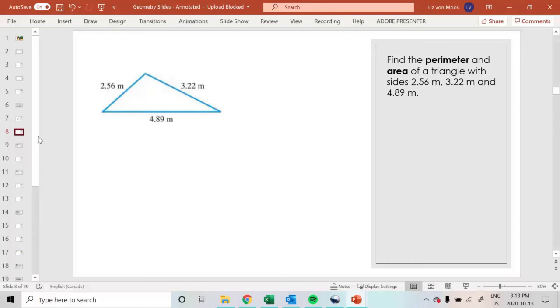For this question, we're being asked to find both the perimeter and the area. And this is one of those situations where we're not given the height of the triangle. There's nothing we can do for this regular triangle that isn't equilateral or isosceles or a right angle triangle. All we can do is apply Hero's formula. So here's Hero's formula again. It tells us that the area is equal to the square root of this whole mess, S times S minus A times S minus B and S minus C, where A, B, and C are the three sides.